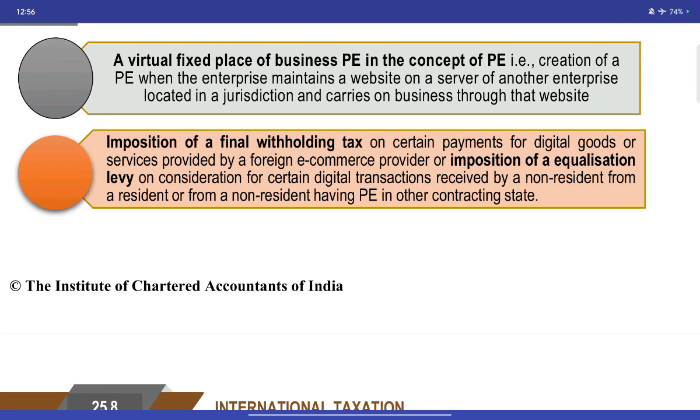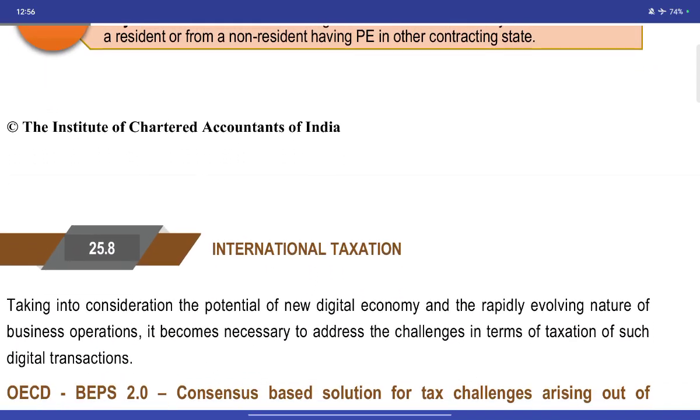Imposition of final withholding tax on certain payments for digital goods or services provided by foreign e-commerce providers. Imposition of an equalization levy relies on the consideration of where certain digital transactions are received by a non-resident from a resident or from a non-resident through a permanent establishment under the contracting states.